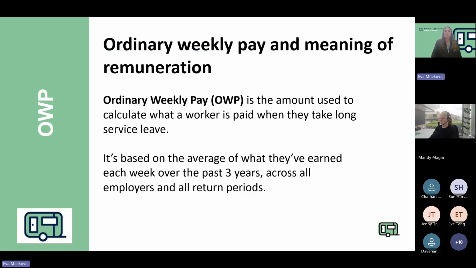Great, let's talk about OWP, Ordinary Weekly Pay, and the meaning of remuneration. Just want to touch on this. So it's simply the amount used to work out what a worker gets paid when they take long service leave. It's not based on their current rate alone. It's calculated as an average of what they've earned each week over the past 3 years. And that average covers all their service. So if a worker has been employed by several organisations in that time, their OWP reflects earnings across all employers and all return periods recorded in the scheme.